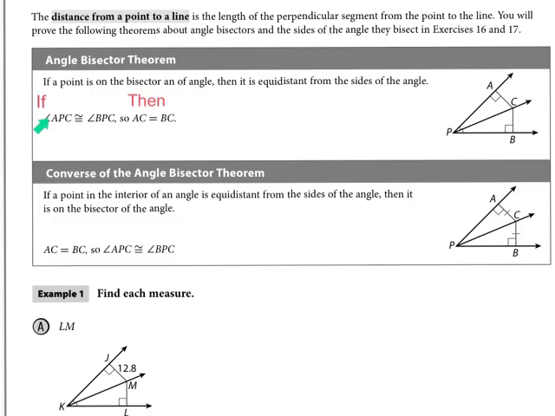If angle APC is congruent to angle BPC, now let me point those out to you. APC, that's this angle here that's marked, and angle BPC, if those two angles measure the same, then you're going to automatically know that AC is going to be equal to BC.